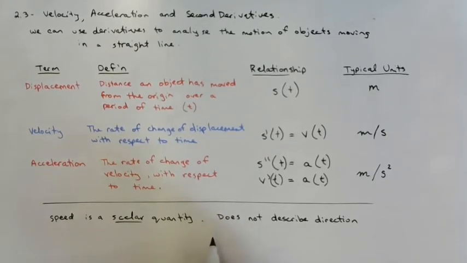Speed can only be positive. It does not tell you the direction, whether you go left or right or up or down. At 10 kilometers an hour, all you can say is 10 kilometers per hour. It doesn't tell you the direction. So it's always positive. Velocity, however, is a vector quantity.